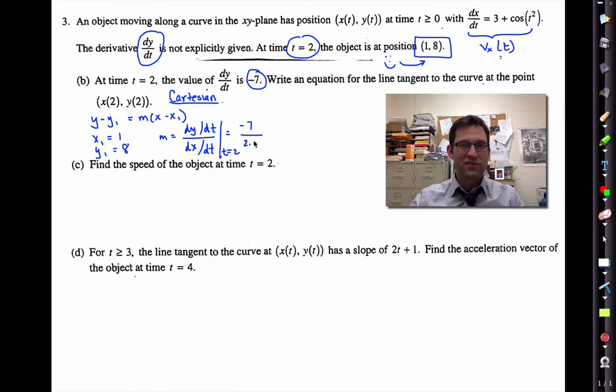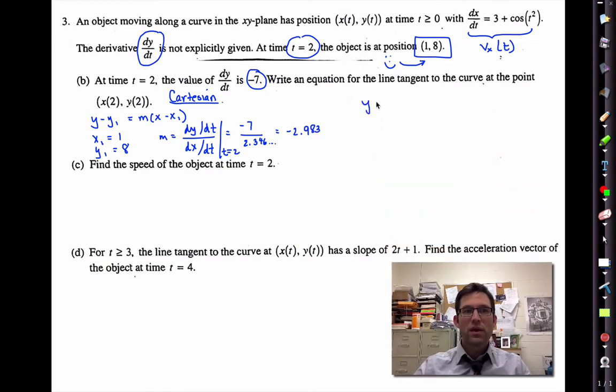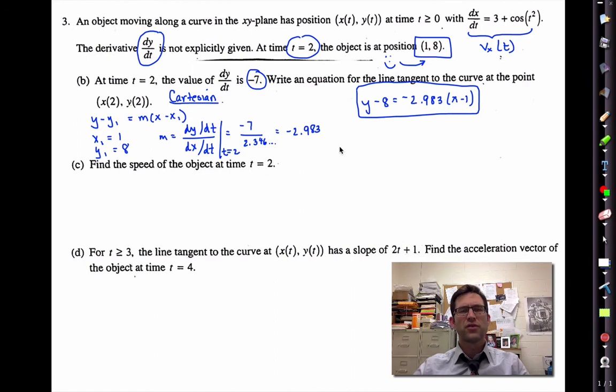It would be something like 2.3, what is it? 346, etc. Most likely I'd want to crank through that and get -2.983. So my equation now would be y minus 8 equals -2.983 times x minus 1. There's my Cartesian. Again, the parametric setup's not too bad.